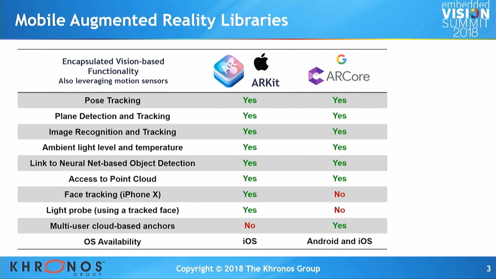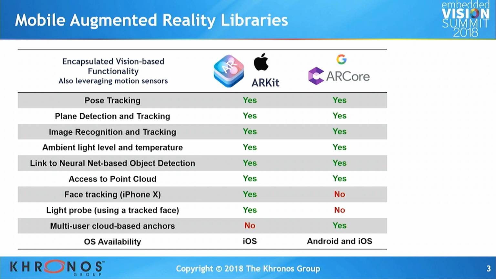They both now provide plane detection, both horizontal and vertical. You can have target images to recognize, and you can use as markers or anchor points. They're both measuring the ambient light and the temperature, so if you do 3D renderings in the scene, you can make it look as realistic as you can. Both now provide a link to neural net object detection, normally at the scene level. So if you're doing an AR scene, you can tell whether there's a cat or a dog or some other object that your network is trained to recognize.